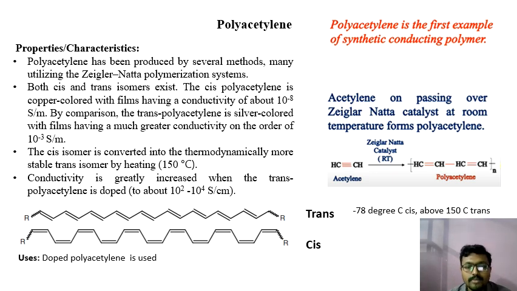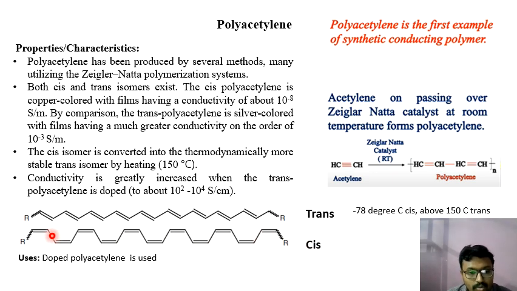So we know that polymer materials are prepared from some monomer molecule. For example, if we take acetylene molecule and prepare one polymer, it will form polyacetylene. Now we can see that in this polyacetylene there is a double bond, single bond, double bond, like this type of structure, which means there is a possibility of conjugation of electron. This polyacetylene can be of two types, one is cis and the other is trans.